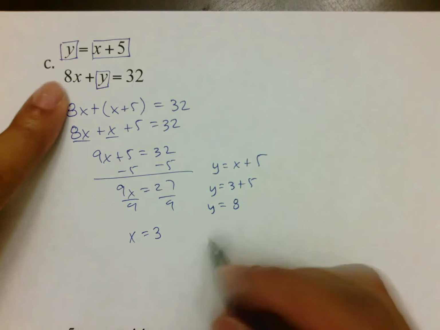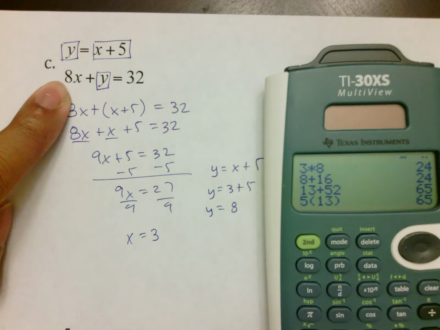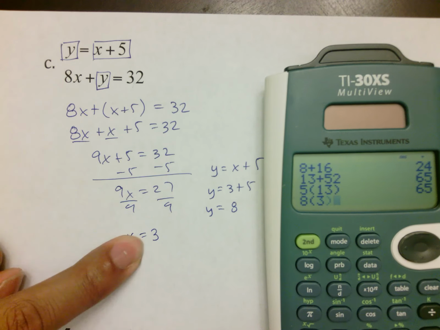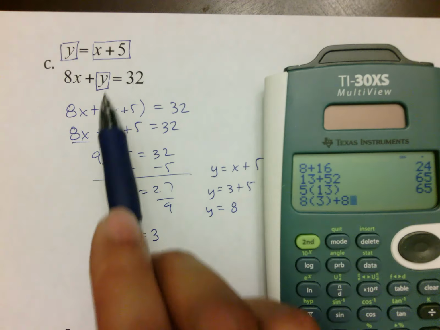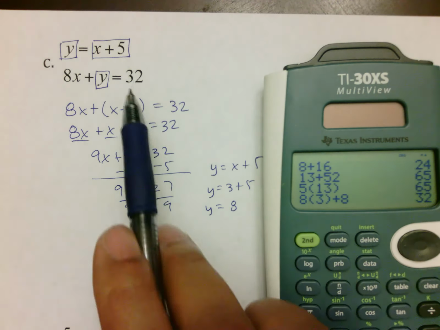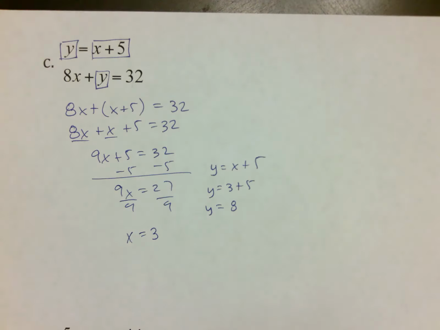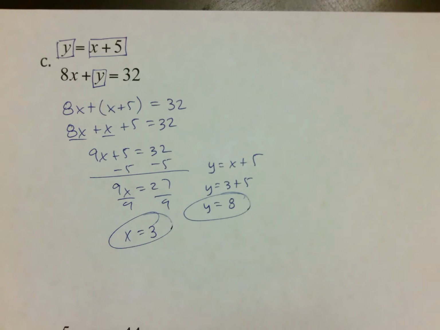Now watch carefully. If I take both of these answers and plug them in, it should work. So I'll do 8 parentheses x, which is 3, plus y, which is 8. Again, I don't need parentheses because y is just there. There's no multiplication. And look what I get. 32 here, 32 there. That's what tells me I got the right answer. So I know that x is 3. I know that y is 8. All right.